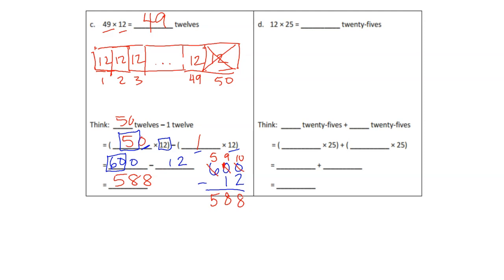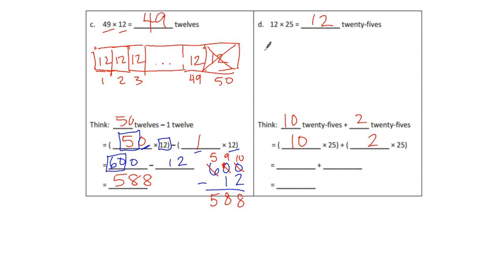Alright, we'll pick up the pace a little bit here. I have 12 times 25 equals blank 25s. We know it's going to be 12. Well, think to yourself, blank 25s plus blank 25s. You can do whatever's easiest for you, but I would say 10 plus 2 is the easiest way to break 12 apart. I know 10 times 25, and I know 2 times 25, and I can add those two together.